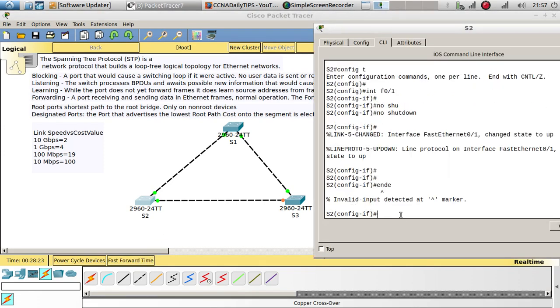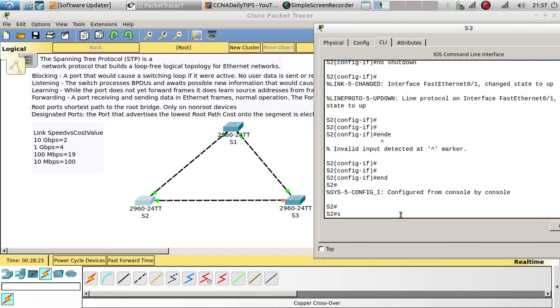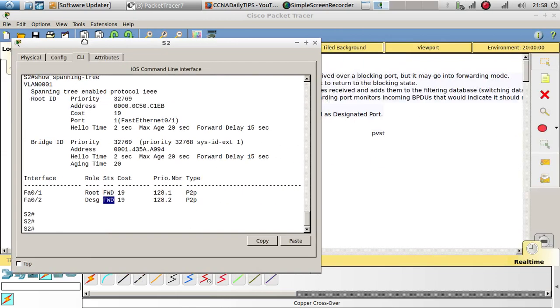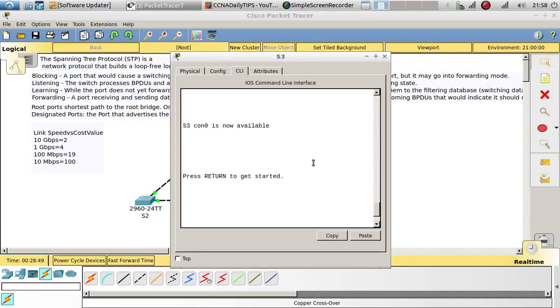Now if we go and end that again and do a show spanning tree, we're going to see that FastEthernet 0/1 came back up, and it became the root port because it's the closest one to the root bridge, and this one became designated right here, and it is forwarding. The one blocking is on switch 3, and we can also take a look at switch 3.